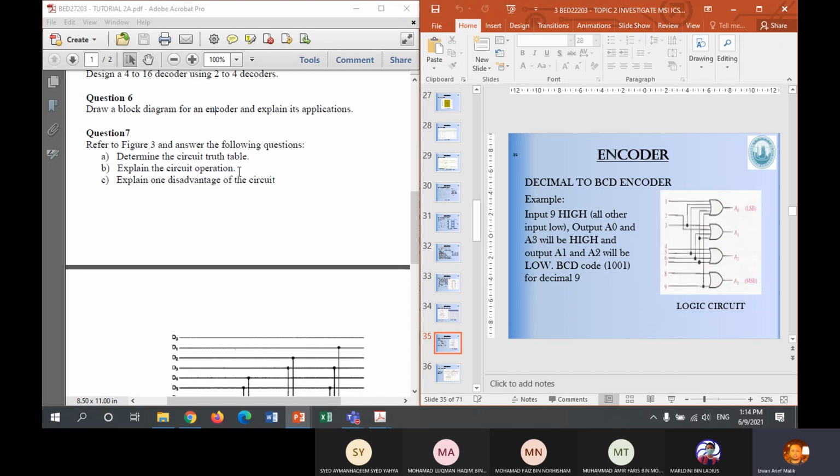Tak payahlah terang setiap satu 0 sampai 9. Nanti makan masa pula. You terangkanlah 2-3 nombor. Kalau nak display 0 macam mana, nak display 5 macam mana, nak display 7 macam mana. Dan kalau ada 3 contoh pun saya rasa dah cukup lah. Tak perlu banyak-banyak. Explain one disadvantage of this circuit.